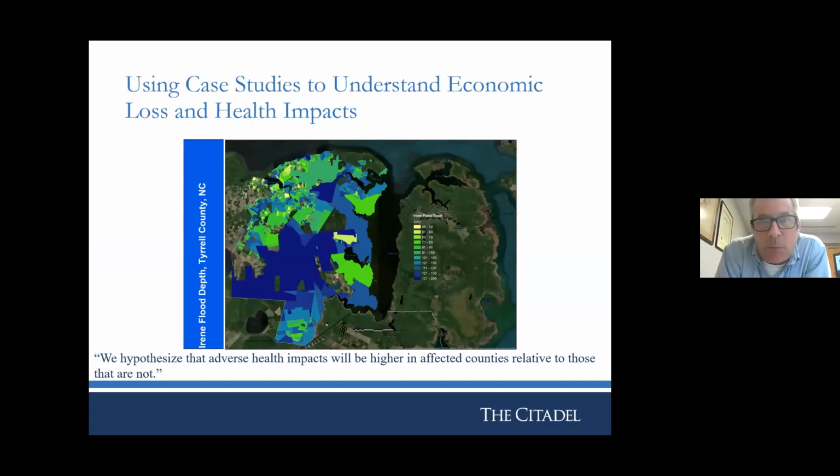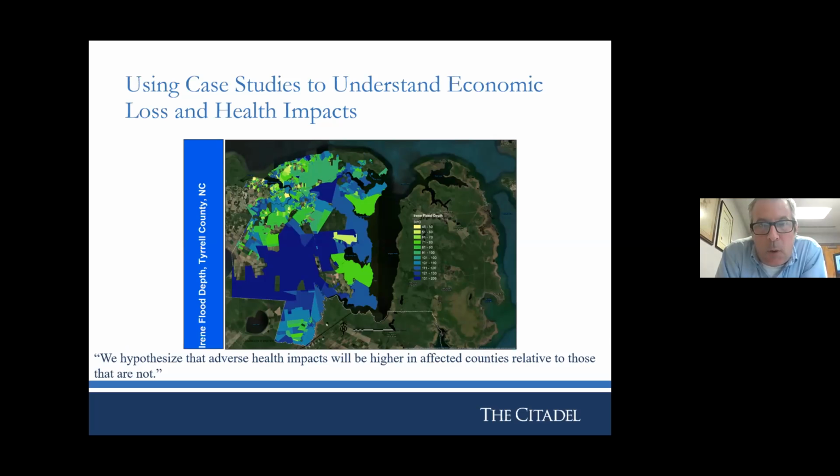And then the other thing that we're doing is using case studies to understand economic loss and health impacts. One of the things that we may potentially be able to use, either the flood factor value or the historic record, is, well, actually in this case, it's more the historic records. And again, Irene and Isabel are currently the only two in the data set for this. I guess this is the early version of the API data.